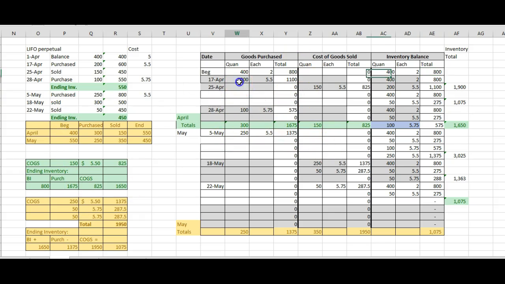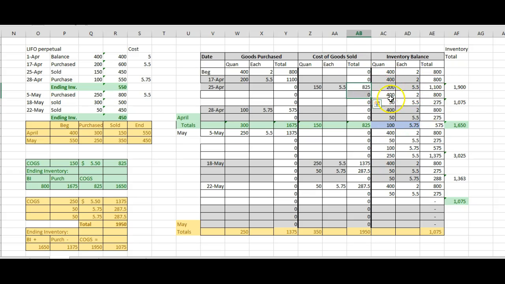And then we purchased 200 at 5.5, and that was 1100. So that gets added to our layer, and we now have $1,900 as inventory. And then it looks like on April 25th we sold some. And how much did each one of those cost? Well, which layer am I taking out of? I'm taking out of the earliest, or the most recent layer. And that would be out of the 200 layer. So it's 150 times 550, and $825 is the cost of that.